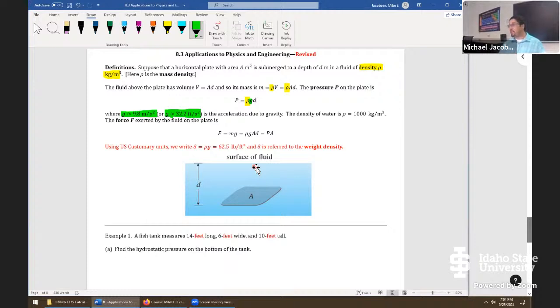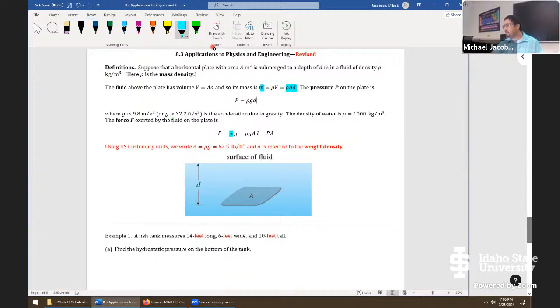Okay, so that's the pressure on the plate. Next thing to convey is the actual force being experienced on that plate. What we take is next, force is mass times the acceleration due to gravity. The mass we found to be this quantity, rho, density of the water, area of the plate, and the depth.